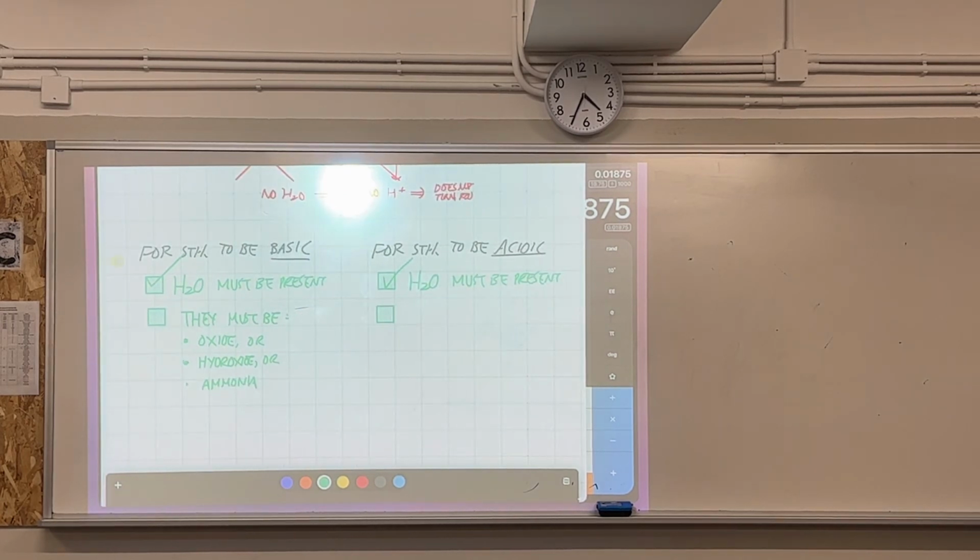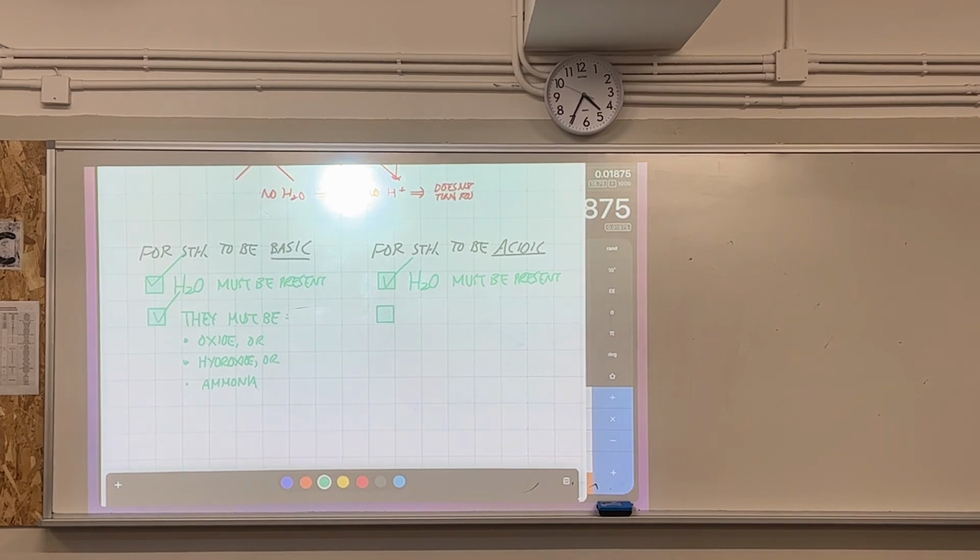Okay? So these are the requirements that they have to check. They must be either an oxide, or a hydroxide, or an ammonia. What about for something to be acidic? H2O must be present, and which atom must be found in all acids? What kind of atom is found in all acids?